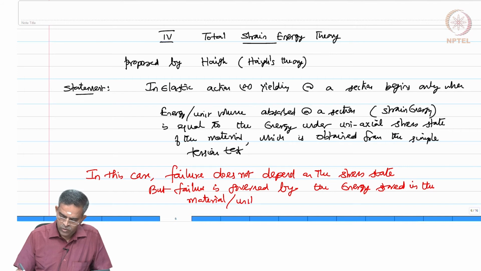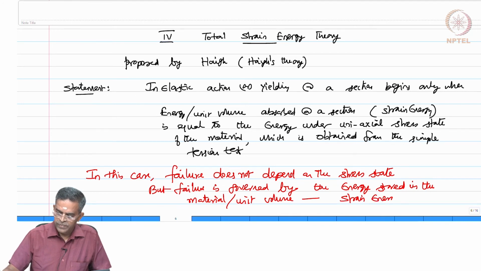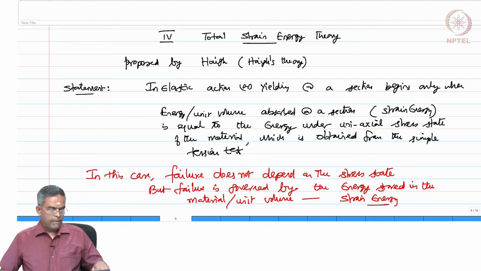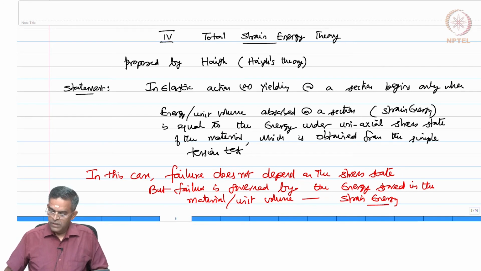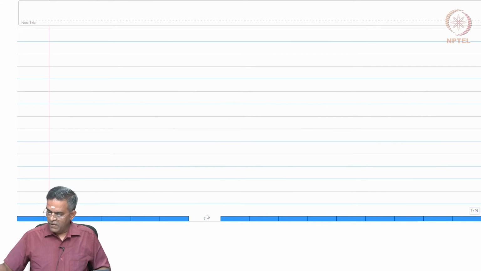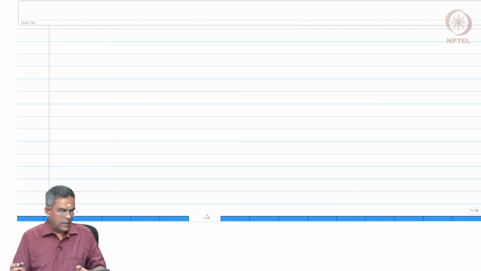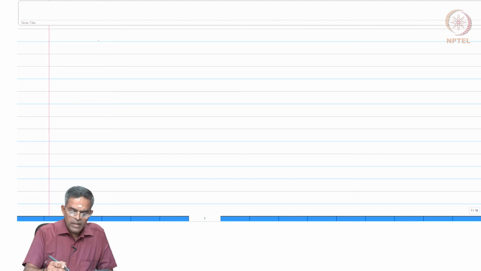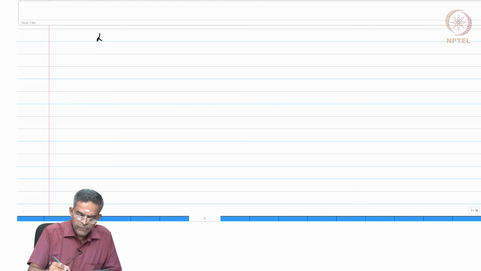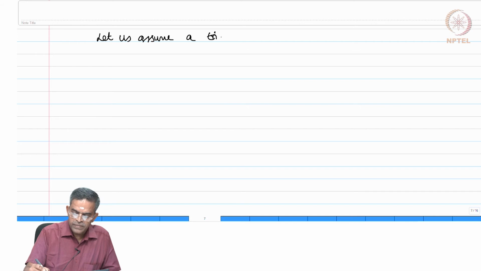Per unit volume. So, the focus is on strain energy. Okay. Let us get more details of this theory and derive the controlling equation for the failure envelope. Let us assume a triaxial stress state.